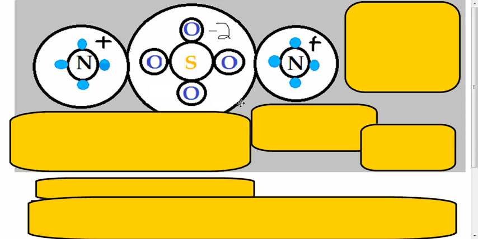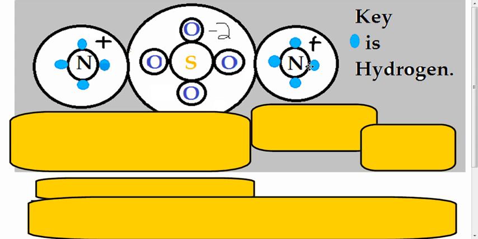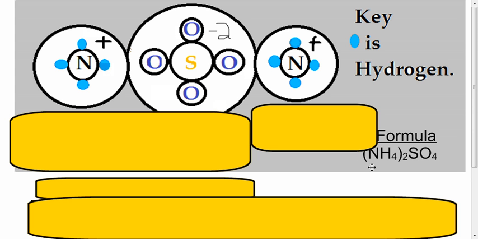Now, here's another one. These blue things here, there, and there, and over on this one are hydrogen. You can see we've got a compound made of 3 polyatomic ions. The formula is going to be NH4 within parentheses, because there are 2 of them, the subscript 2, then SO4. And that's my formula.